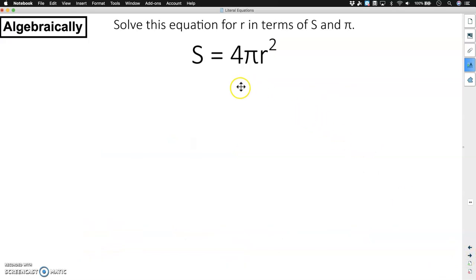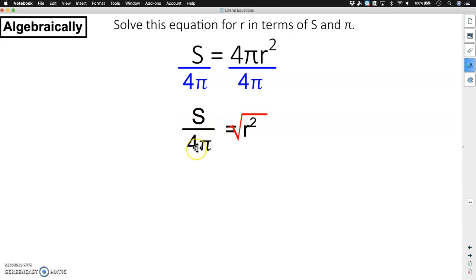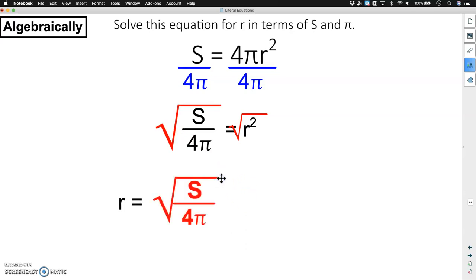Okay, let's look at this algebraically. Algebraically, we need to divide by 4 pi first, because we've identified that multiplication would come before the exponents in reverse order of operations. Then we end up with r squared equals s over 4 pi, and we have to square root both sides, so that r is equal to the square root of s over 4 pi. Notice how, once again, each of these steps match what we put in the diagram.